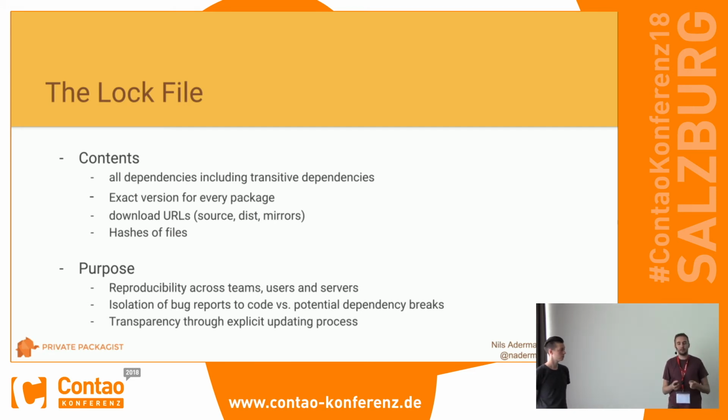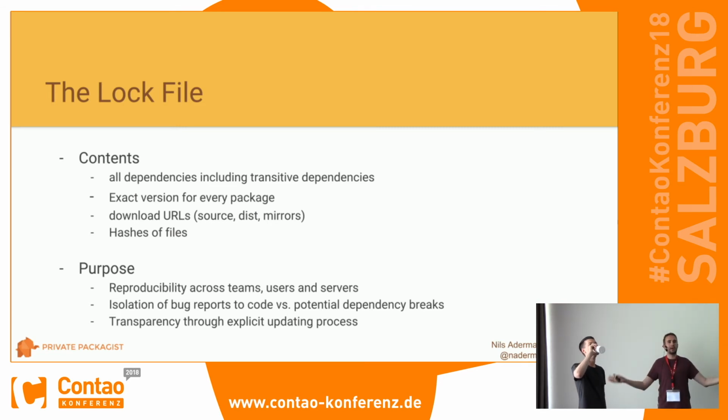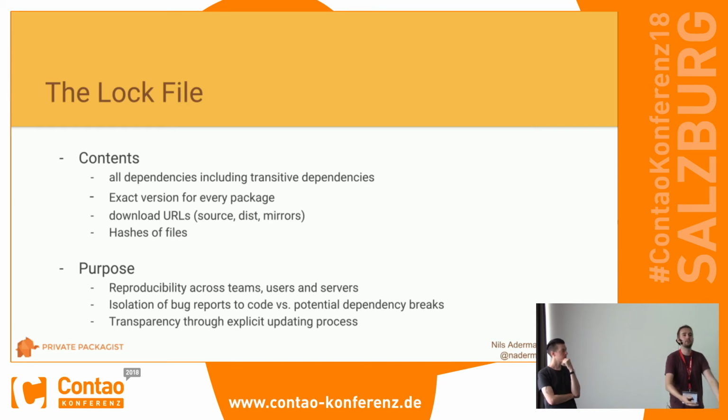And the purpose of this file is so that you can take it and go to another machine and install the exact same set of versions that you've previously installed, even though your composer.json defines a range of versions. This is useful if you're working in a team so that your teammates have the same versions of the packages installed. This is useful if you're building an application and shipping it to users so that they get the same versions. It's useful if you're deploying on a number of servers so that all the servers use the exact same versions. It also helps with isolating bug reports.